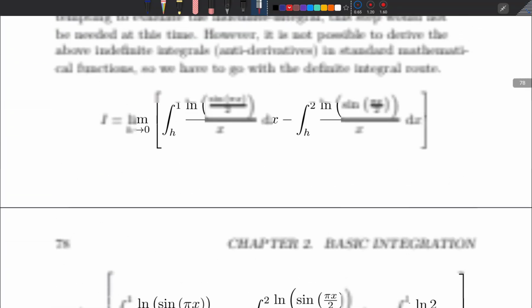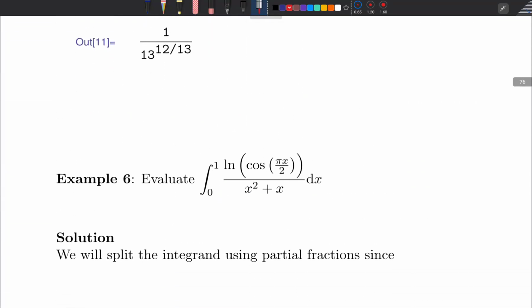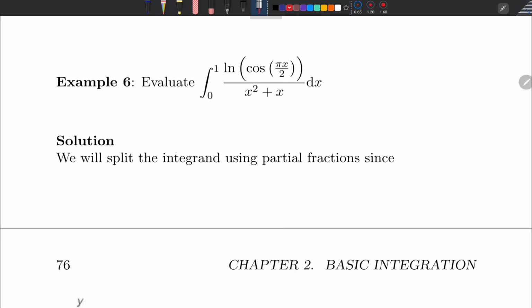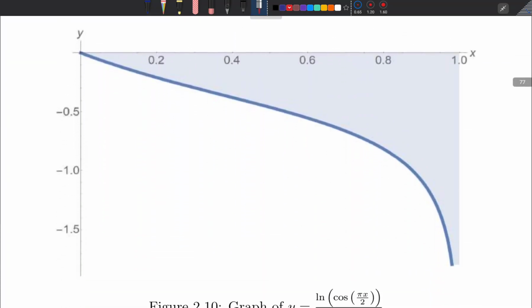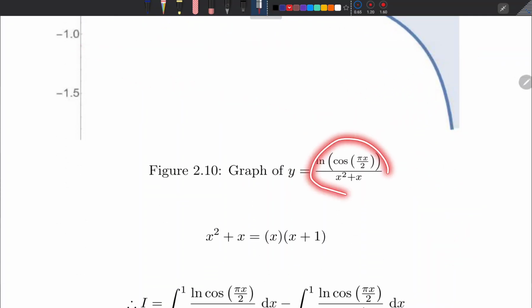Okay, let's discuss that integral. Wait a second, let me get a sip of water, and then we'll talk about this. Okay, so we have the integral from 0 to 1 of natural logarithm of cosine of pi x over 2, over x squared plus x, dx. It looks ridiculous at first, I would say, not because I saw the solution, but because I can see the depth of this integral from my experience. Okay, so this is the graph of our integrand.